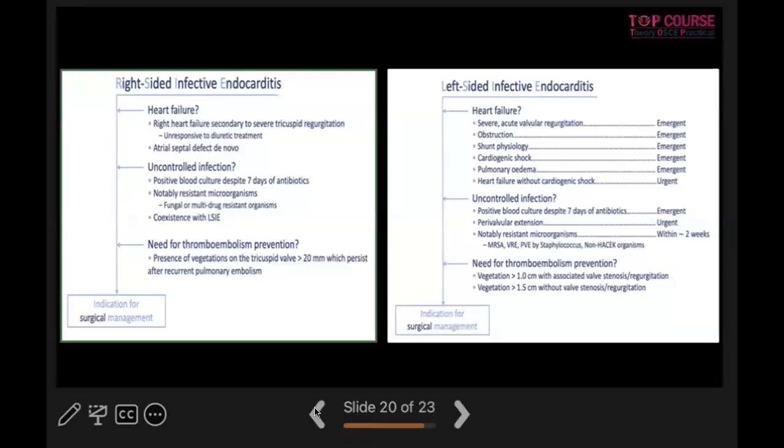When it comes to left-sided infective endocarditis, if the patient has heart failure with valvular regurgitation, shunt physiology, shock, or pulmonary edema, then you have to subject them for heart surgery. And uncontrolled infection despite 7 days of antibiotics and other resistant microorganisms like VRE, MRSA, then you have to subject them to surgery within 2 weeks of the presentation. And if the vegetations are more than 10 or 15 millimeter with associated valve stenosis or regurgitation, then you have to subject them to surgery in case of left-sided infective endocarditis.